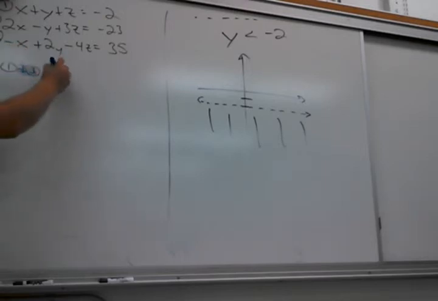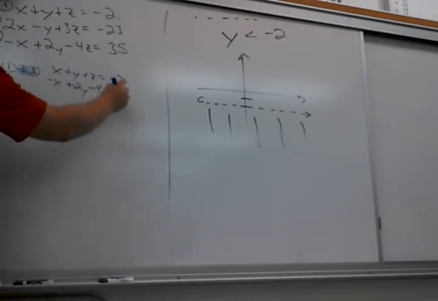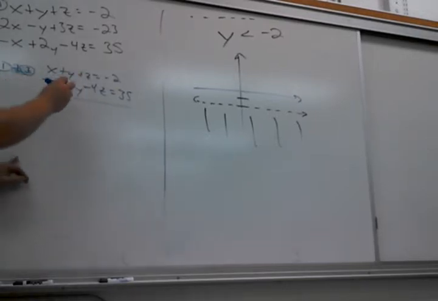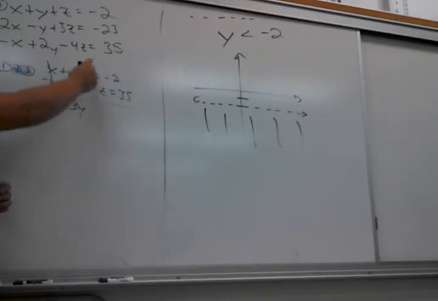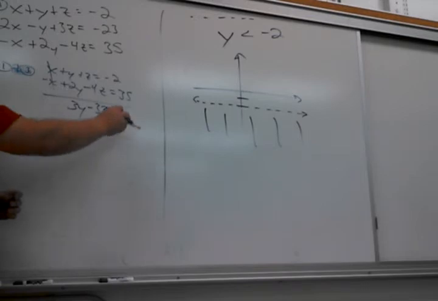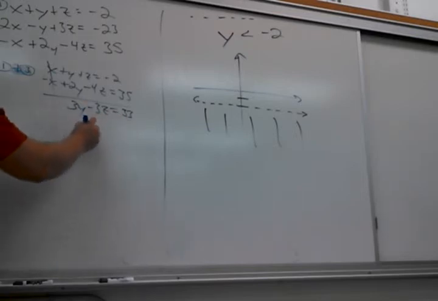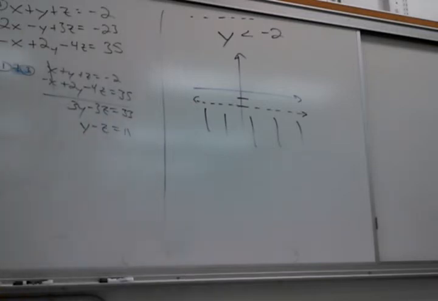Let me write them down. 3y plus minus 3z, and 3x minus 3x cancels. So if I take equation 1 plus equation 3, let's see what I get. 3y minus 3z equals 33. And what's really nice about that is everything's going to be divided by 3, right? So I get y minus z equals 11. That is my 4th equation, since first, second, and third are already taken.